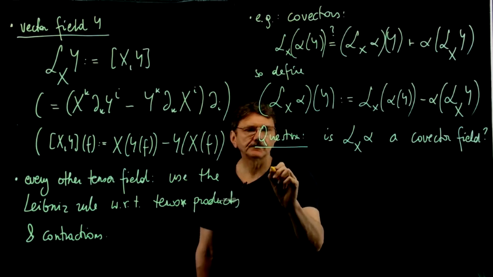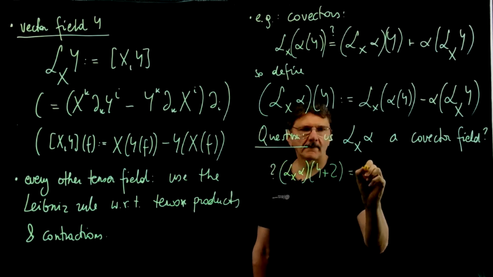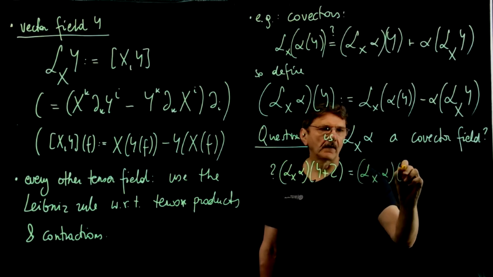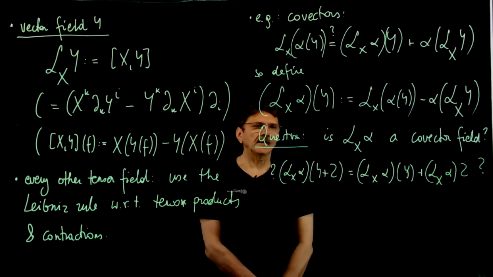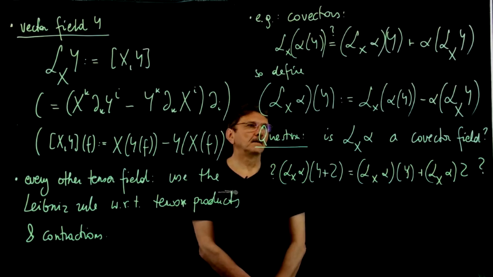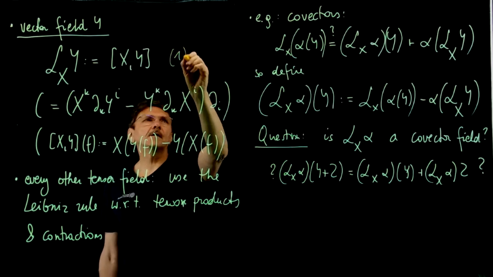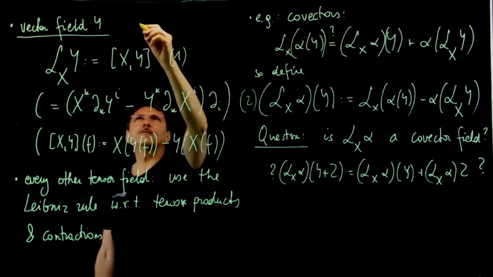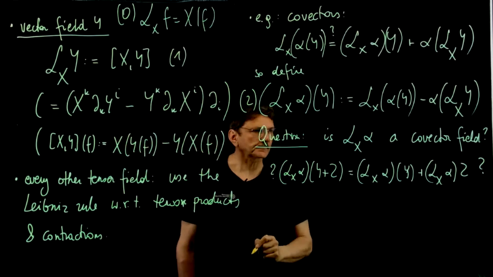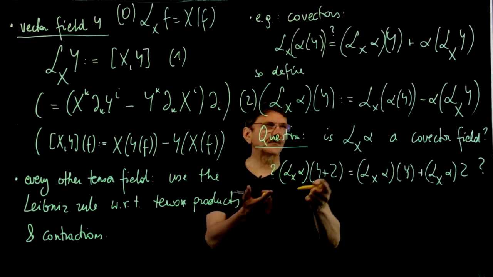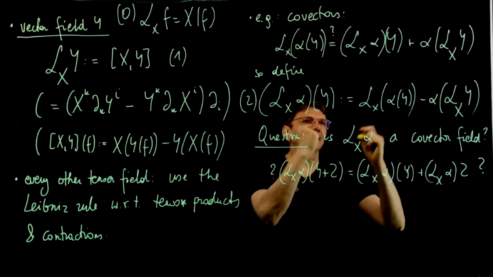We want Lx alpha of y plus z to be equal to Lx alpha of y plus Lx alpha of z. Well, this should be obvious, right? So let's put the equations here a little deeper, maybe one, this would be two. Zero would be Lxf is x of f. Right, so this is obvious because in two, everything is linear under adding vector fields. Right?